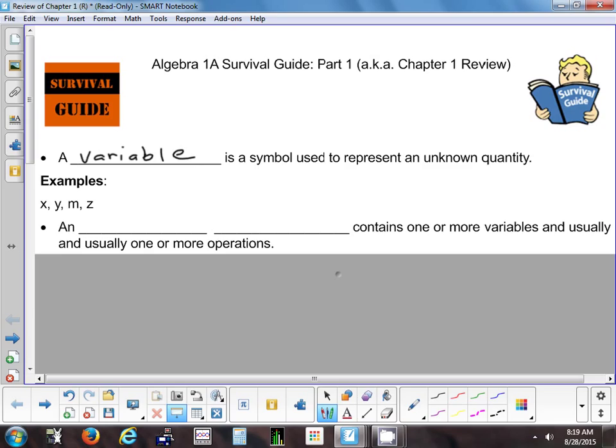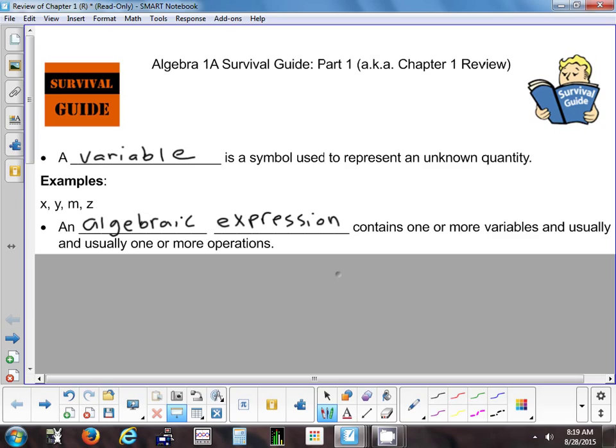All right, next one, it's a little bit tricky. I'm going to help you guys out with the second word. The second word is expression. The first word, what class are we in right now? Algebra, right? Algebraic. That's the first word here. So an algebraic expression contains one or more variables, or as Mr. White said, just one or more letters, and one or more operations.